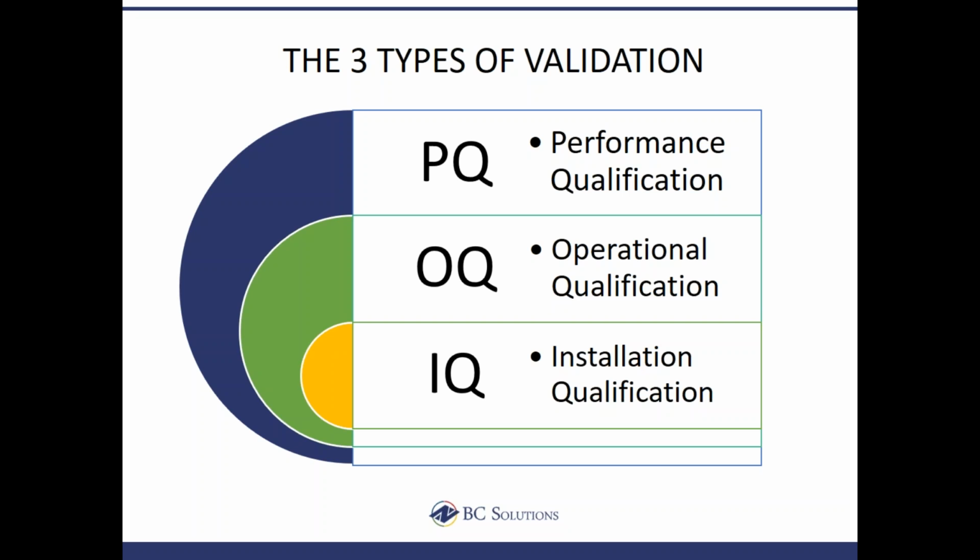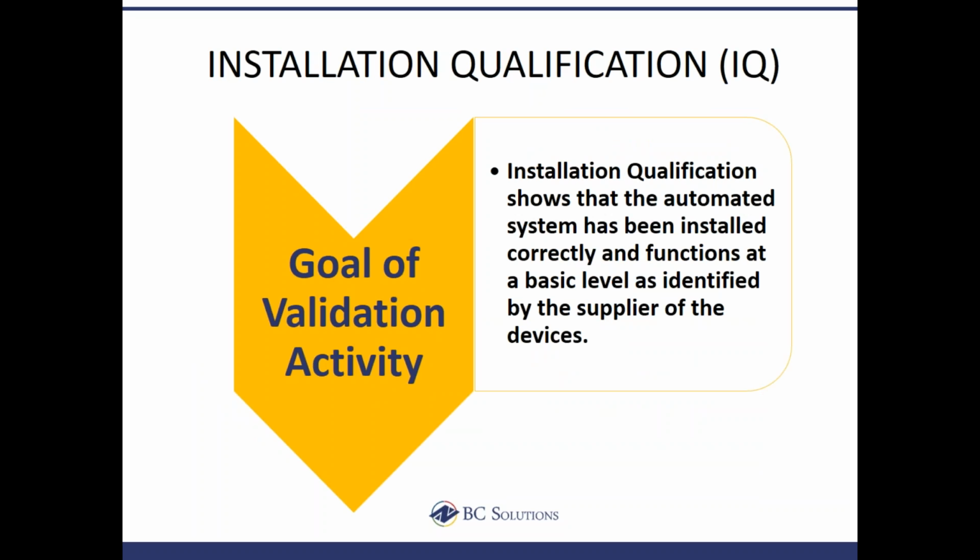OQ, operational qualification. That's where you're going to stress the riskiest parts of your system. And PQ, the performance qualification. This is where you add your people, your SOPs, and make sure people who will be using the system are competent. So let's go through each of the validation qualification activities and talk about each one as to the goal of the validation activity and when it's performed.